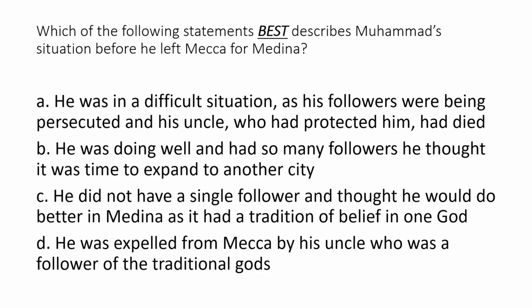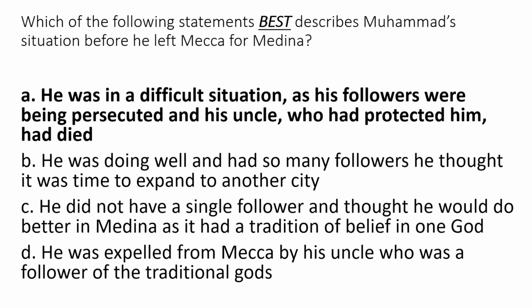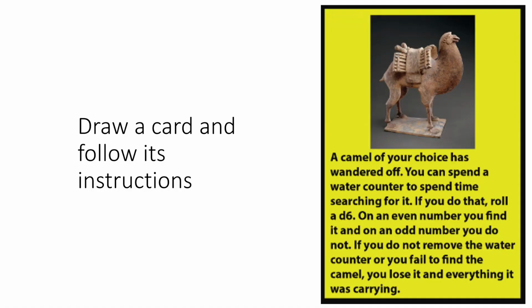And I will give the correct answer in 3, 2, 1. The correct answer was A. Students now draw a card and follow its instructions. For example, in this case, a camel has wandered off. You can choose which one.